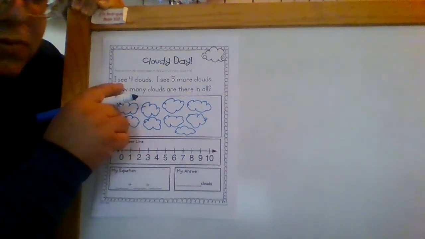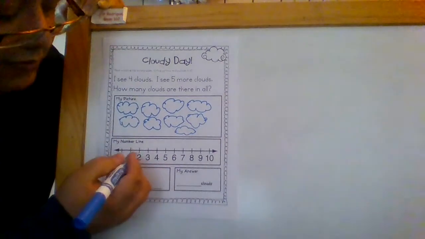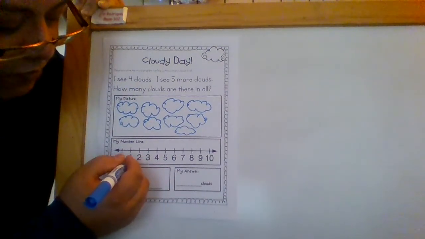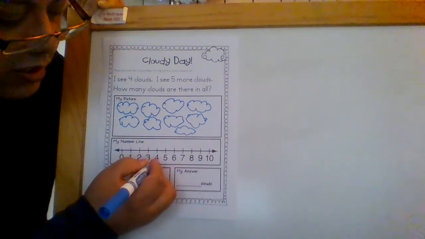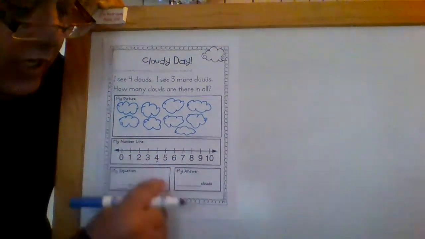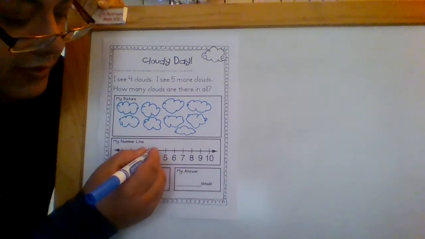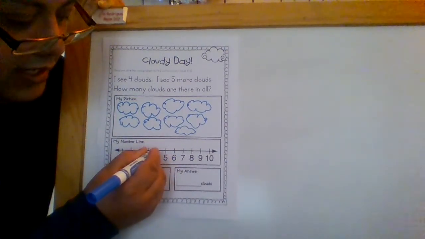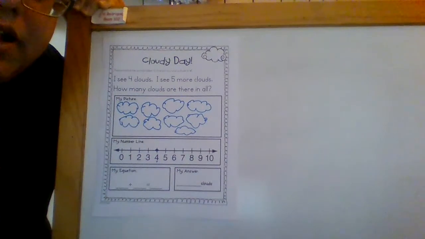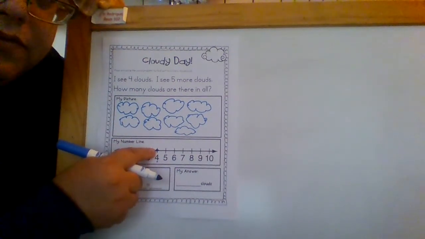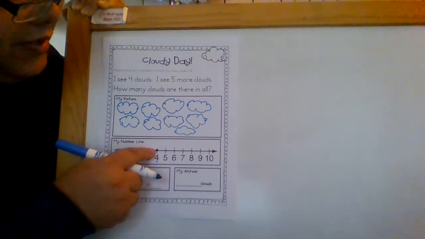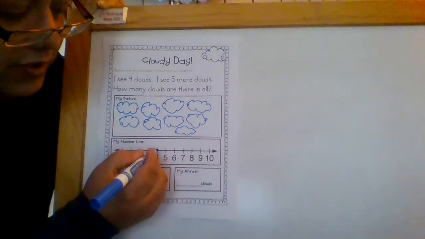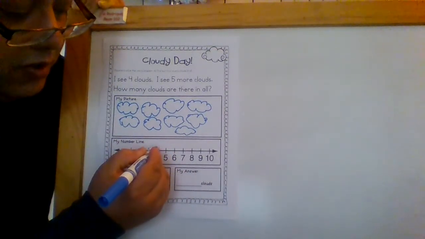Let's go back to the word problem. It says, I see 4 clouds. So, I'm going to look for number 4. This is a 0, 1, 2, 3. Oh, this is the 4. So that 4 is where I'm going to start. Where do I start? I start here on this line on the number line. This line where the 4 is right above. And I'm going to move to see 5 more. So this is how you move. You do like a jump.